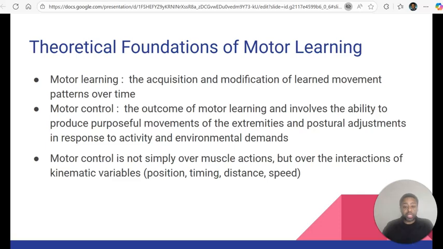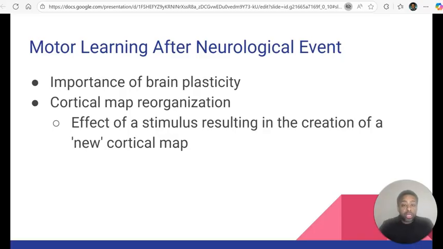Now, it's not just simply about muscle actions, right? It's the interaction of position, timing, distance, speed, right? How do I position my body? When do I time the movement? How much do I need to move? And how quickly? It is a very important concept after any neurological event. And it is, of course, closely related with brain plasticity and the cortical map reorganization concepts that we covered when we talked about neuroplasticity.